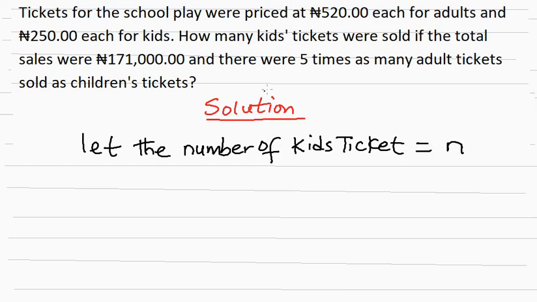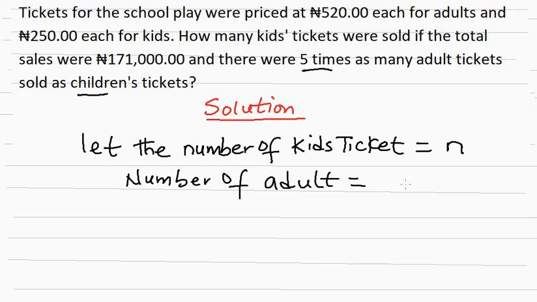So from the question we are told that the number of adult tickets is 5 times that of the children's tickets, according to the question. So of course that's going to be 5n.